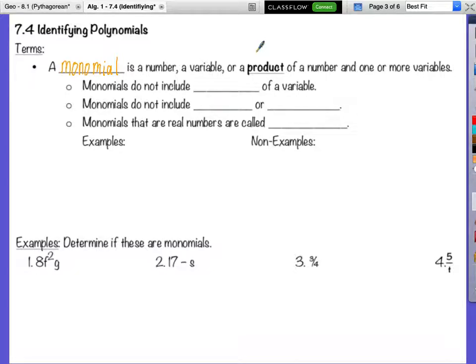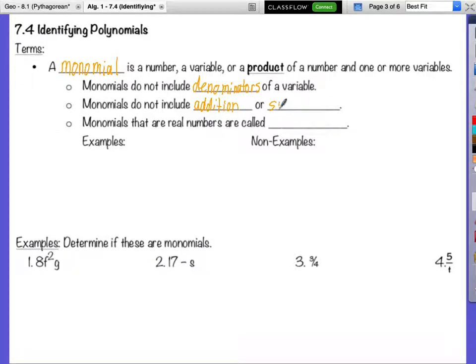So monomials do not include denominators of a variable. What's denominator mean? The bottom of a fraction. So when it says do not include denominators of a variable, that doesn't mean it can't be divided by 2, but it can't be divided by x, or a variable. So it can be divided by a number just fine, but it cannot be divided by a variable and still be considered a monomial.